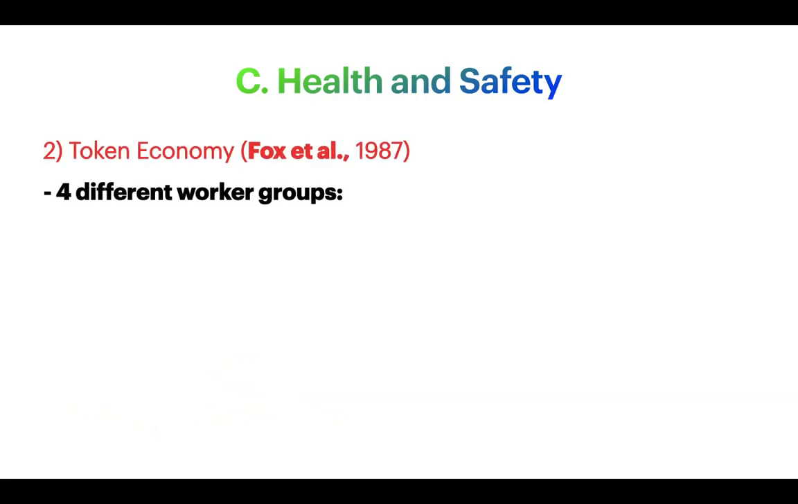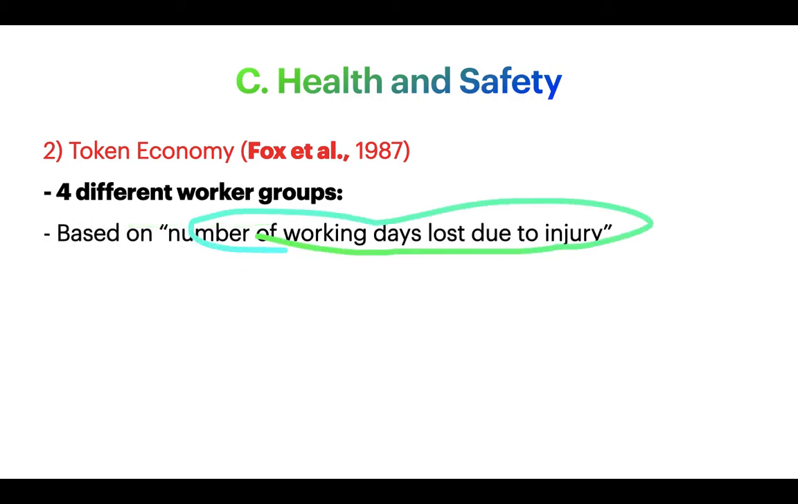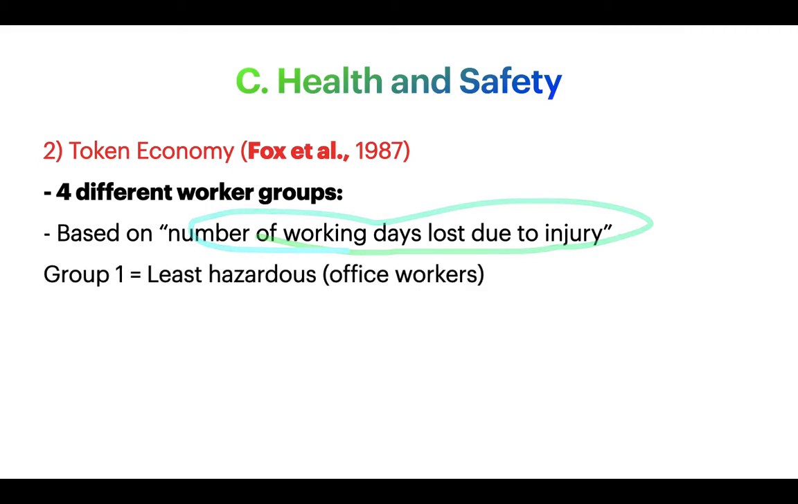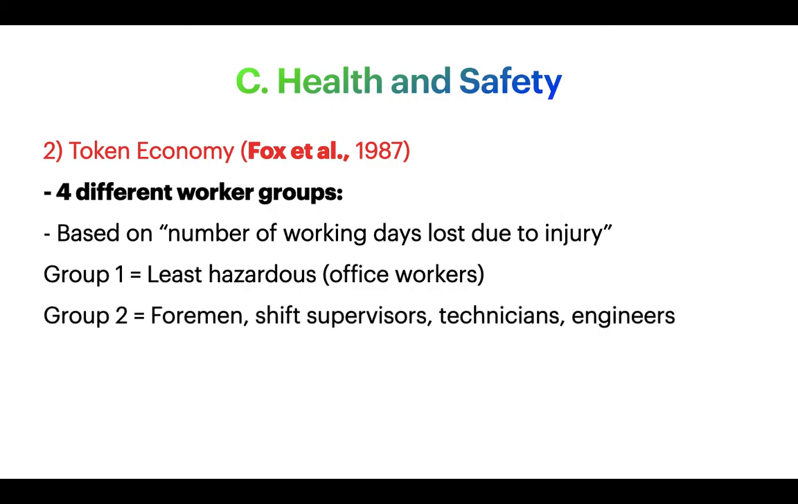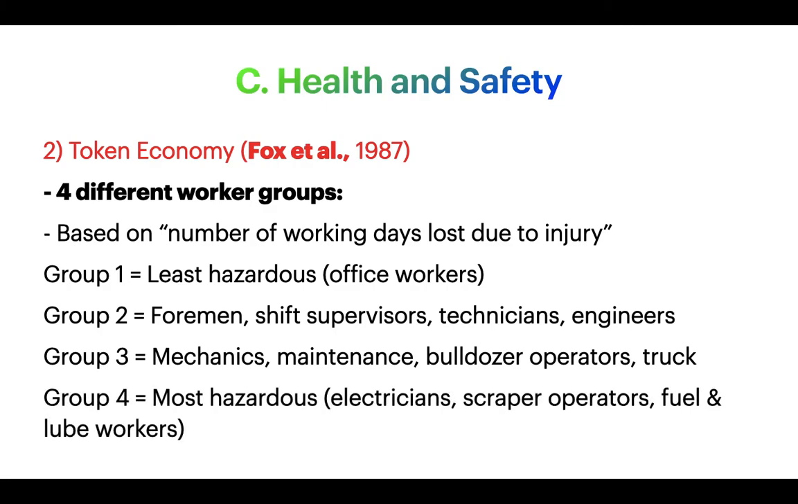Right? So token economy, you have 4 different worker groups, okay, based on the number of working days lost due to injury. Okay. Group 1 were least hazardous workers. These were office workers. People who work at a desk job don't get exposed to injuries much. Group 2 was foremen, shift supervisors, technicians, engineers. Group 3 were mechanics, maintenance operators, bulldozer operators, and truck drivers. And the most hazardous group, or Group 4, they are the most likely to get into accidents: electricians, scraper operators, and fuel loop workers. Right?